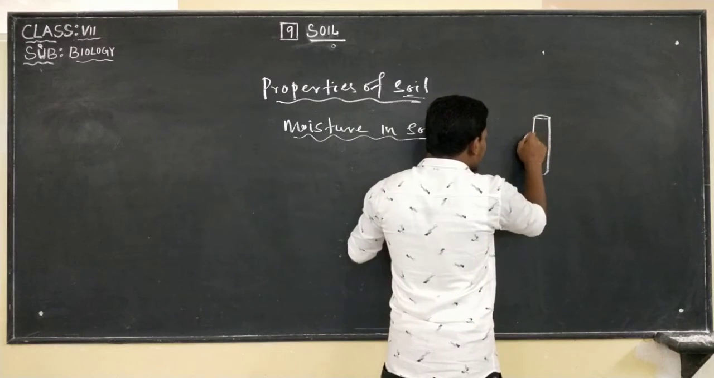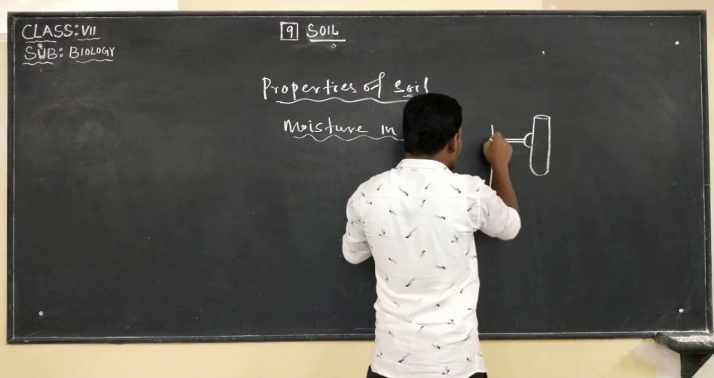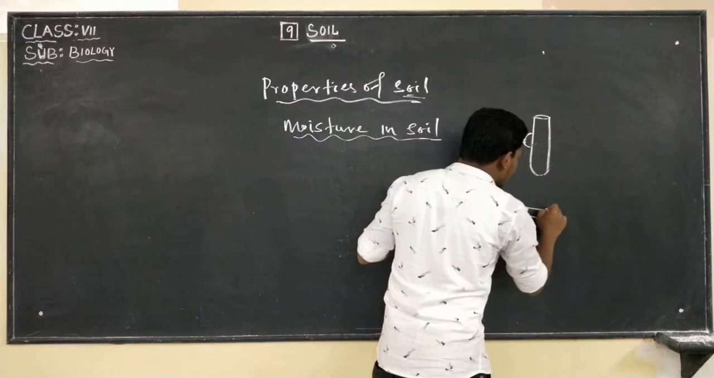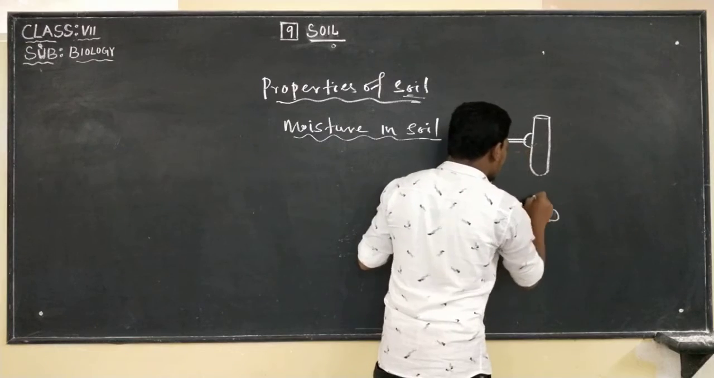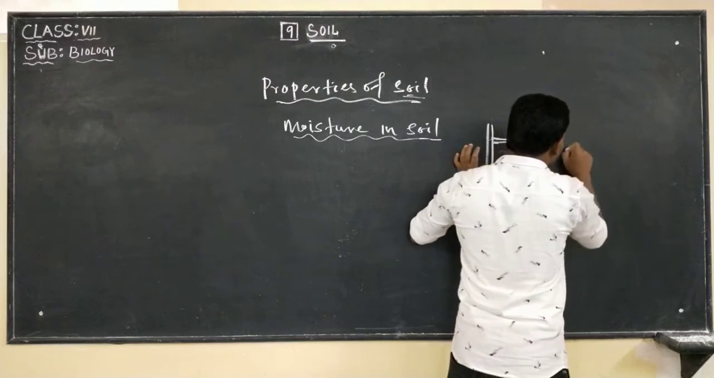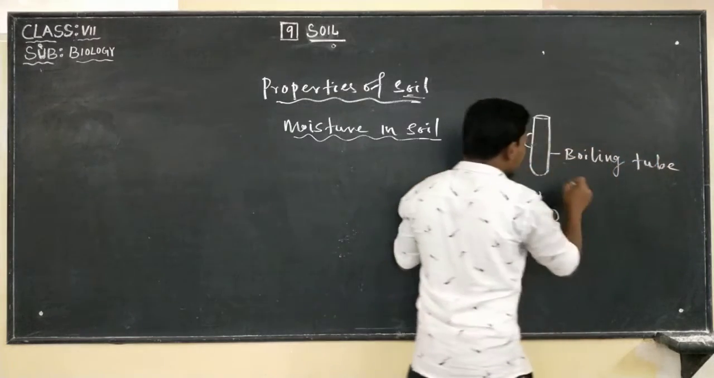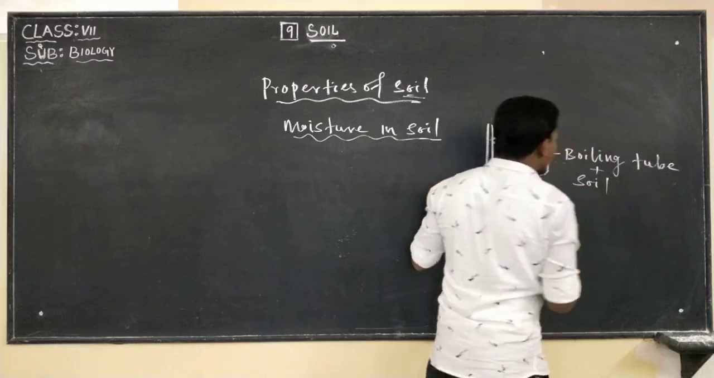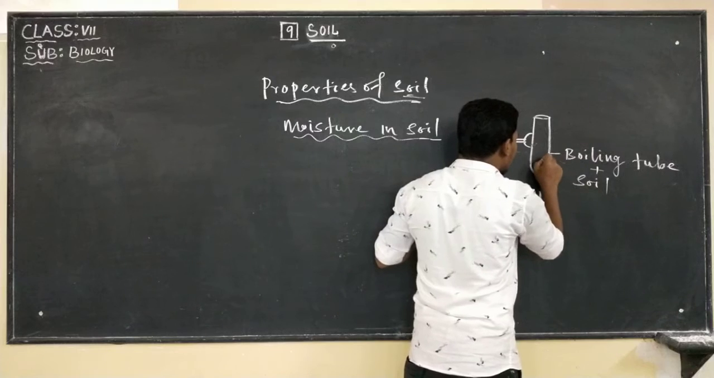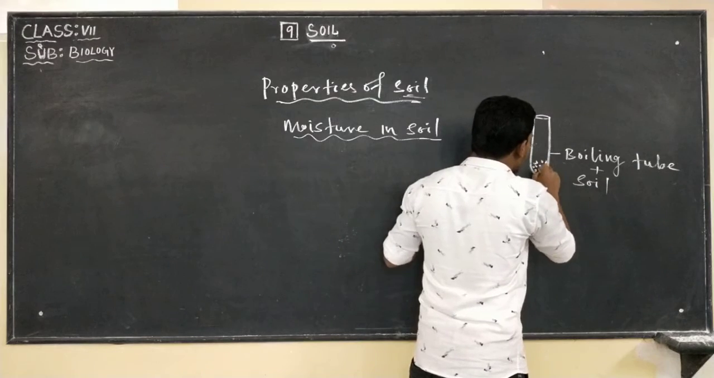Now, this boiling tube is connected with a stand, and this stand should hold the boiling tube. So this is the boiling tube with soil. Remember that we haven't added any water. We should not add any water. Only soil, because we are demonstrating whether the soil contains moisture or not.